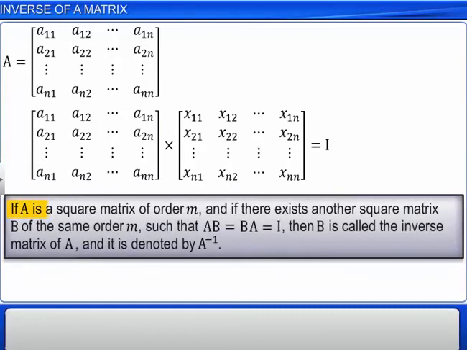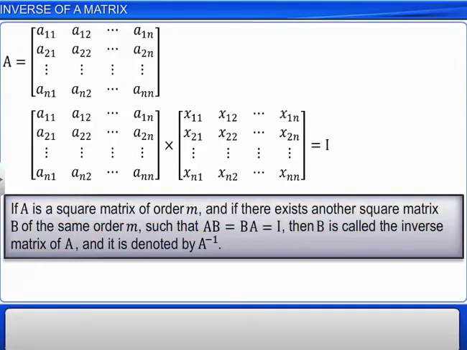If A is a square matrix of order M, and if there exists another square matrix B of the same order M, such that A multiplied by B is equal to B multiplied by A is equal to the identity matrix I, then B is called the inverse matrix of A.